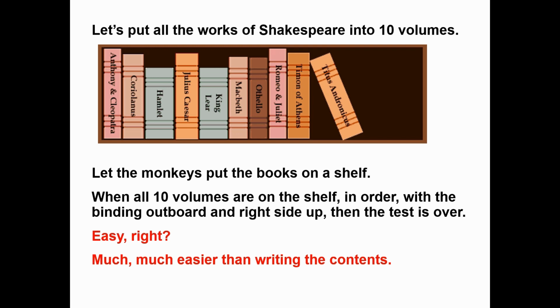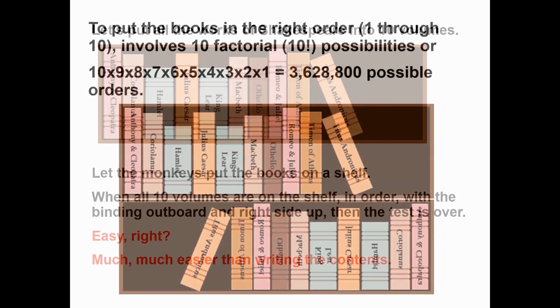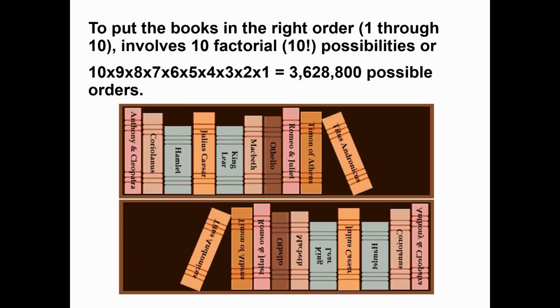If we put all the works of Shakespeare into 10 volumes, let's ask the monkeys to put the books on the shelf. When the 10 volumes are on the shelf in order, 1 through 10, with the binding outboard and the books right side up, then the test is over. That should be a lot easier, much easier than writing the contents. This is something we can do the math on. To put them in the right order, 1 through 10, involves something called 10 factorial.